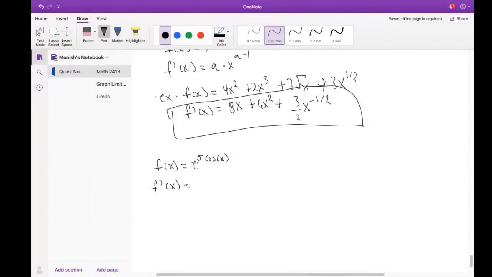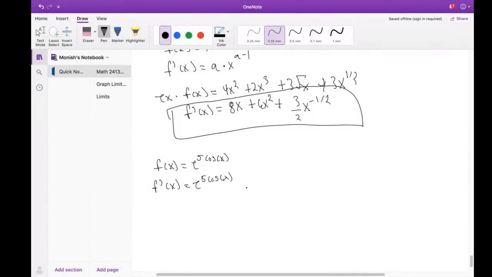Yeah, so the first part would be the same, so it would still be e to the 5 cosine of x, but remember using the chain rule. So it would be e to the 5 cosine x times negative 5 sine of x, because you need to apply the chain rule. So I have e, now I need to take the derivative of this part. So negative 5 sine of x, and that would be your final answer. So don't forget about the chain rule.